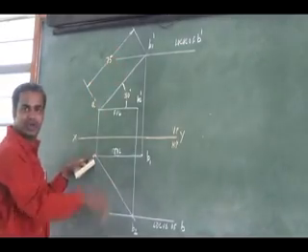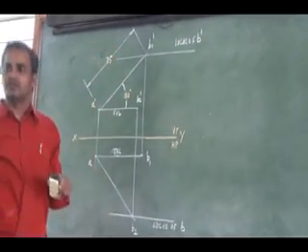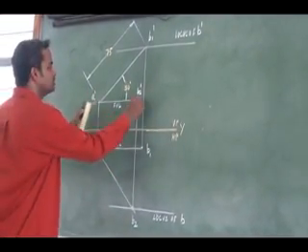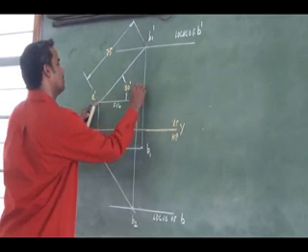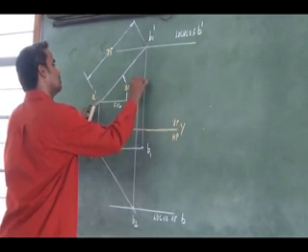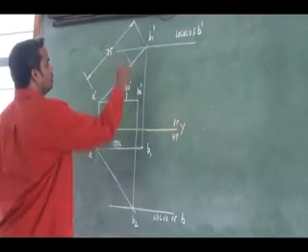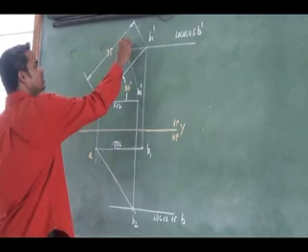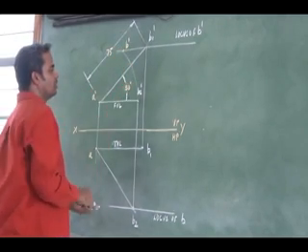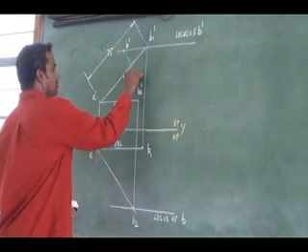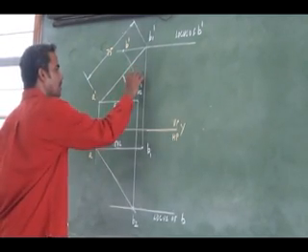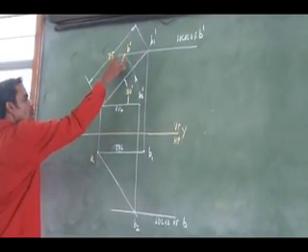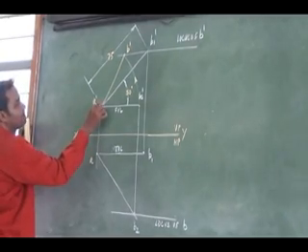Wherever it intersects, that is going to be the final projection location of the end B. See here, by rotating this, it will intersect somewhere here. This is my location of B dash. So this is going to be my final front view.